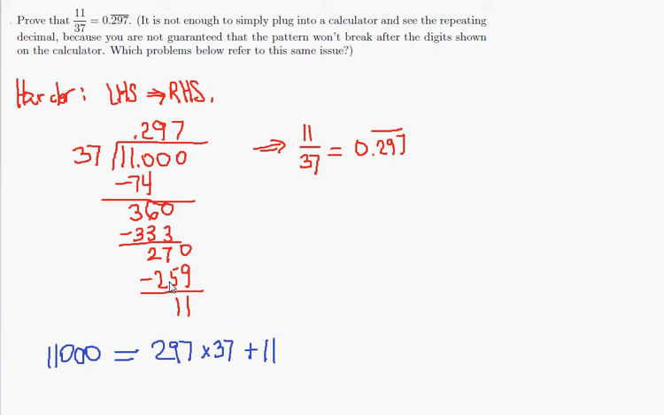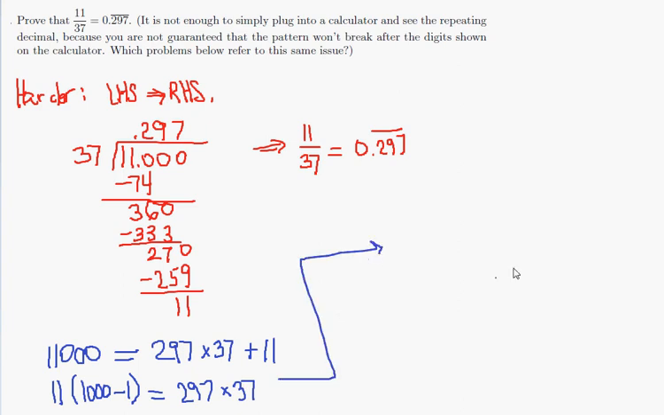And therefore I know that 11 times 1,000 minus 1 is equal to 297 times 37, bringing the 11 over to the other side. And so this means that 11 divided by 37 is equal to 297 divided by 999.